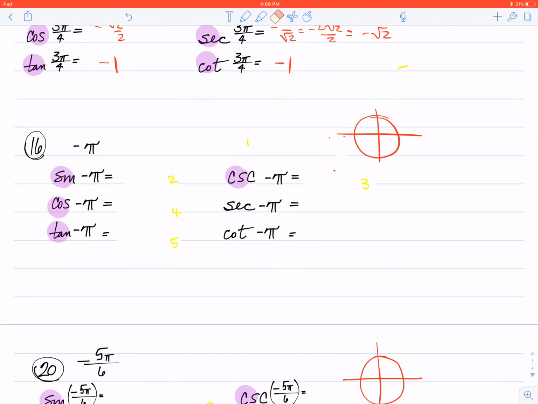Next, where is negative pi? Well, negative pi is the same place that positive pi is. So the coordinate there is negative 1, 0. My sine value is my y value, that's 0. My cosecant, if you flip 0 over, remember that this is actually my y value over my radius, which is 1. So 0 over 1 flipped over is going to be undefined. The cosine value is the x value, so that's going to be negative 1. And tangent, y value over x value, 0 over negative 1 is going to be 0.